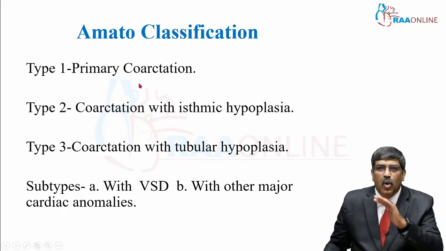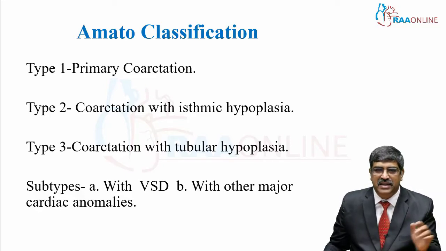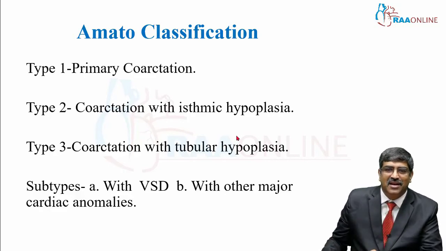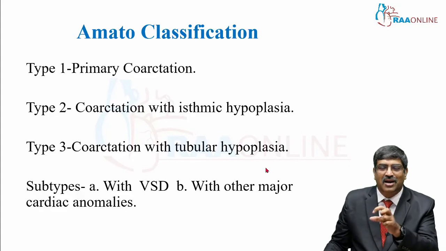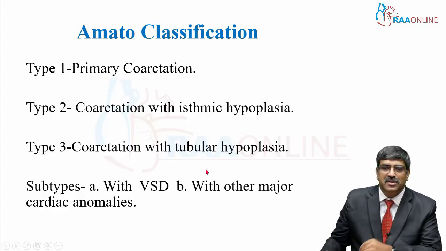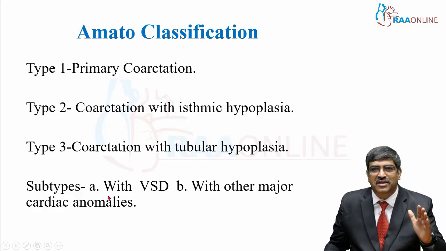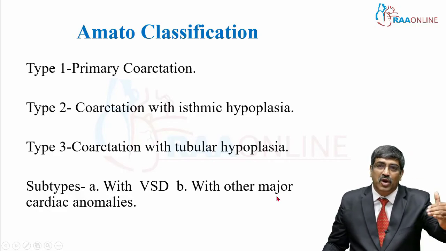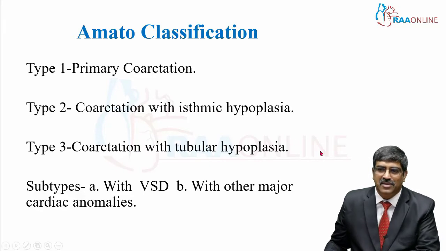Coming to the Amato classification, here there are three types. Type 1 is only coarctation. It is primarily a coarctation of aorta without anything else. Type 2 is where the isthmus is hypoplastic. Type 3 is where there is tubular hypoplasia of the arch of aorta. These are all three types, and these types are divided into two subtypes, A and B. One is with VSD and another one is with other cardiac anomalies. So you have three types and each type has two subtypes.